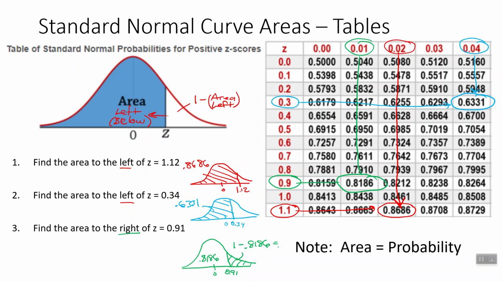1 minus 0.8186 on my calculator gives me 0.1814. So this is about 18% over here.